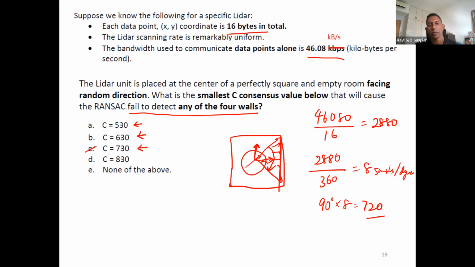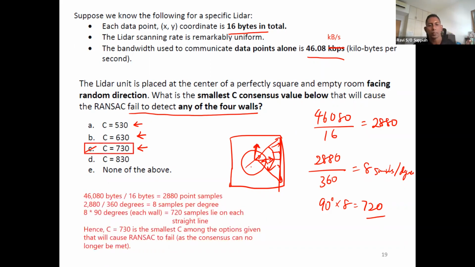So this is the point where the smallest value by which you will start to fail and not detect any of the four walls, which is what is sort of given here. This is just to think back on how the LiDAR operates.